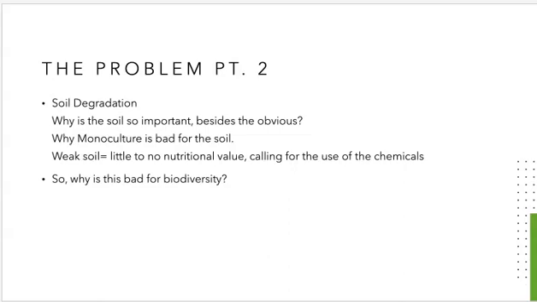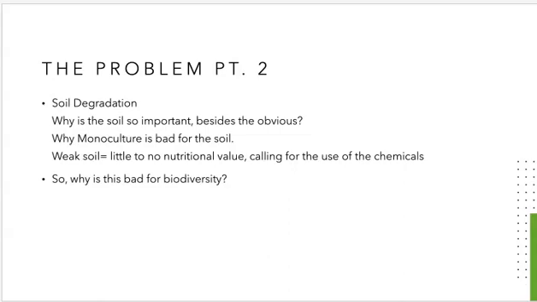Why is monoculture bad for the soil? It strips the soil of nutrients the plants desperately need. The constant yearly tilling thins the soil out, making it hard for seeds to take root. Therefore, they can't hold a steady ground and receive the nutrients that they need. The weaker the soil, the less nutritional value, which calls for the use of synthetic fertilizers and the quote-unquote sides that follow it.